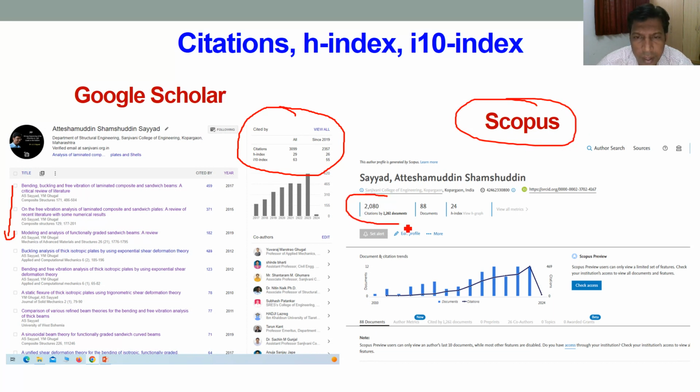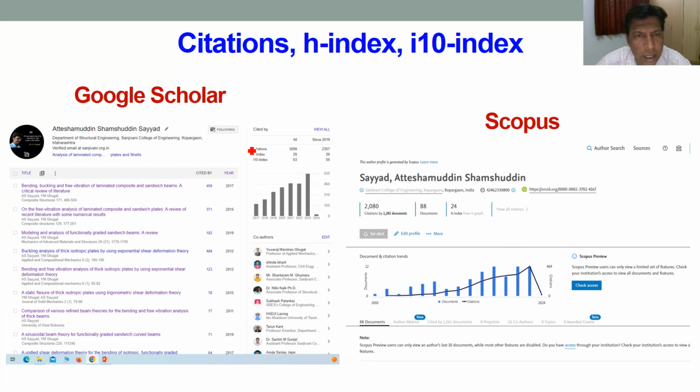Here also you will find the number of citations, the number of documents where these papers are cited, then the H index. So on every database like Google Scholar, Scopus, and Web of Science, you will find these indicators which decide the influence of that author on the research community. So we have to understand a few parameters here: what the H index is, what citation is, and what the i10 index is. These three parameters are important.